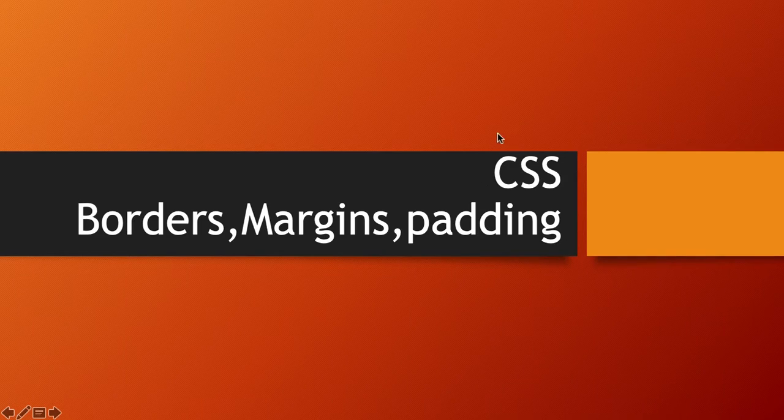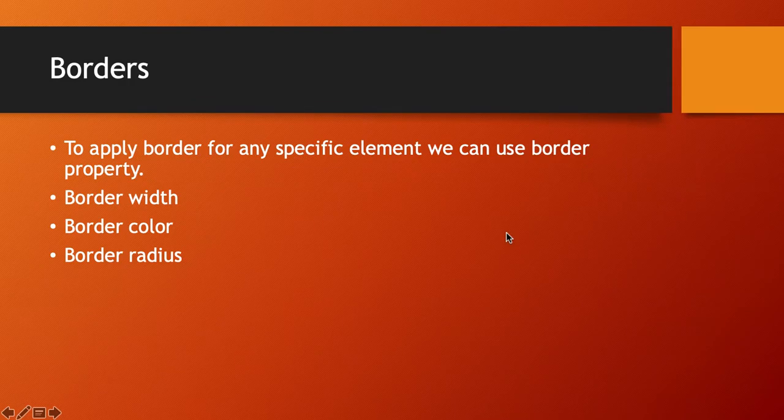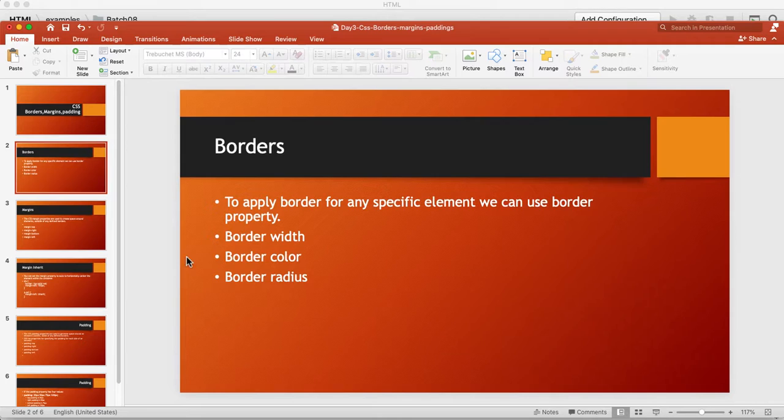In today's topic, I'm going to explain CSS borders, margins, and paddings. So, what is a border, where can we use it, and how can we use borders, we will see. Borders are basically applied to any specific element like the paragraph or H1 elements or any image element, etc. For using a border, we can use border width, border color, and border radius as the properties, and let's see how we can apply them.